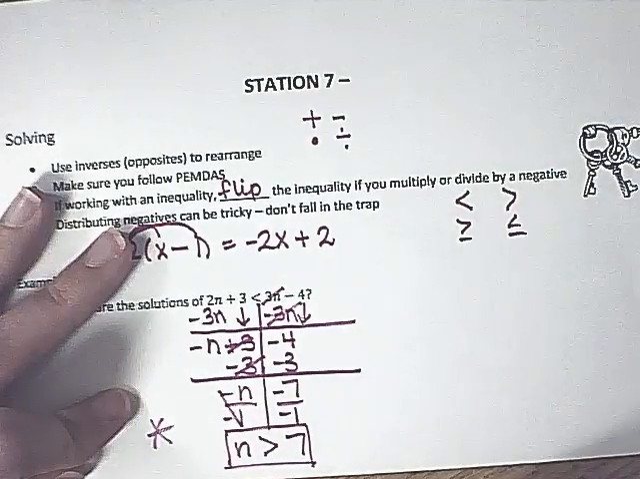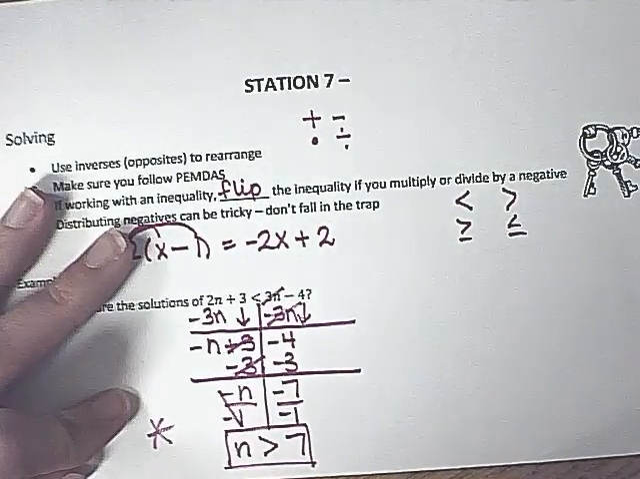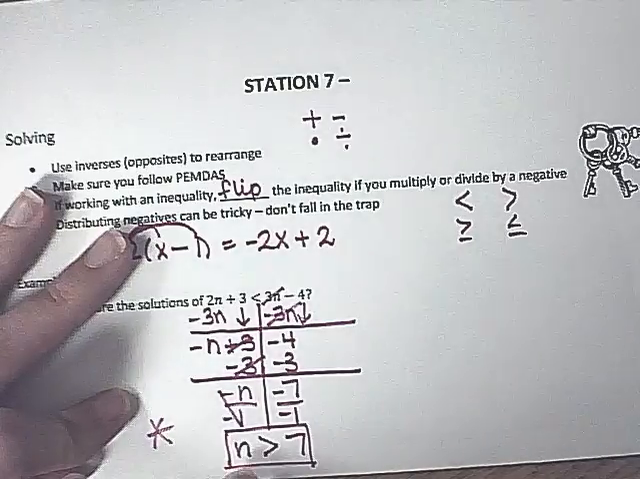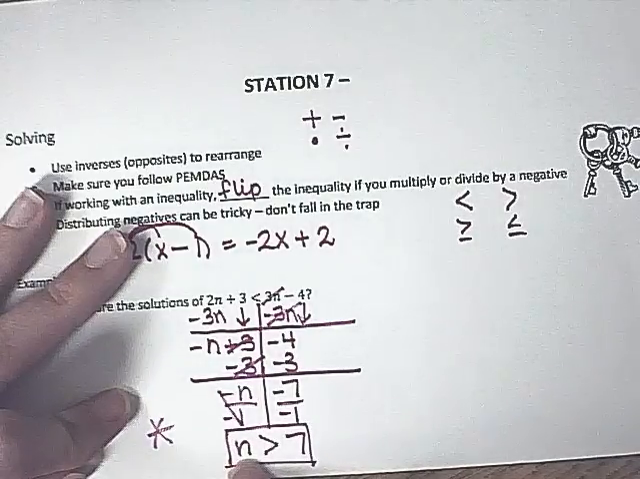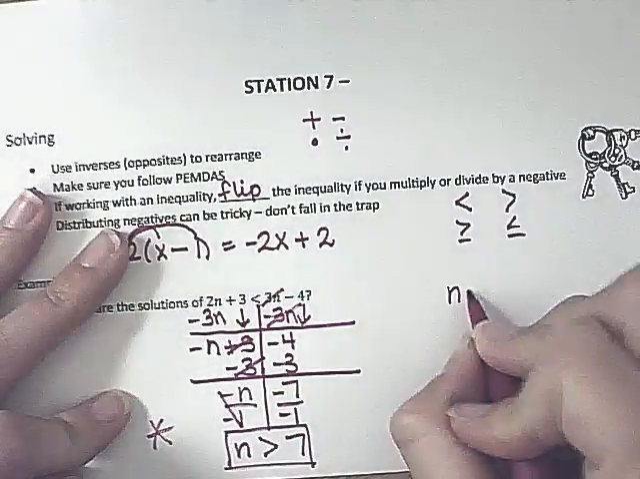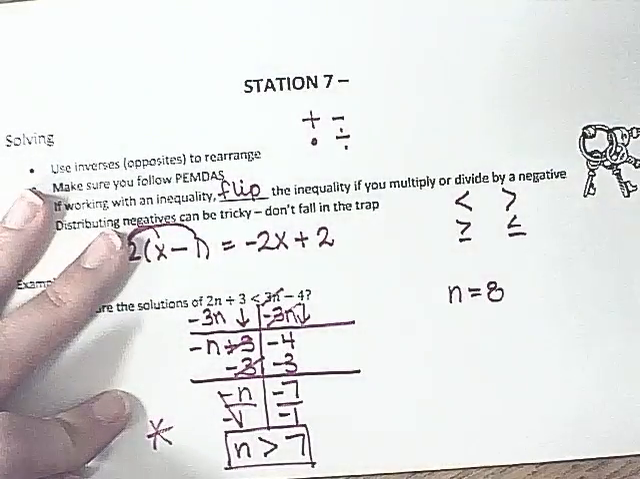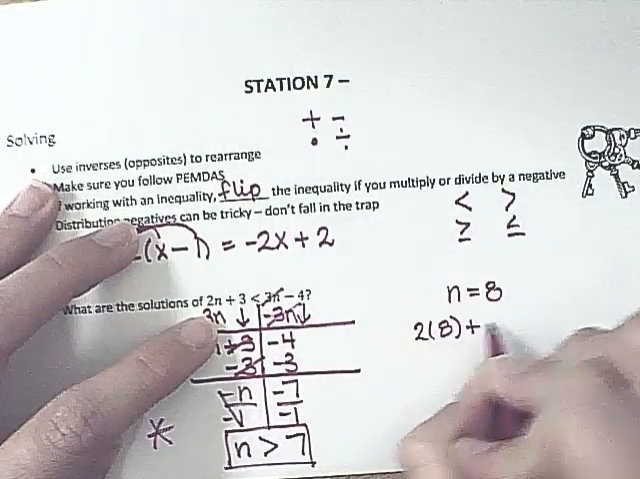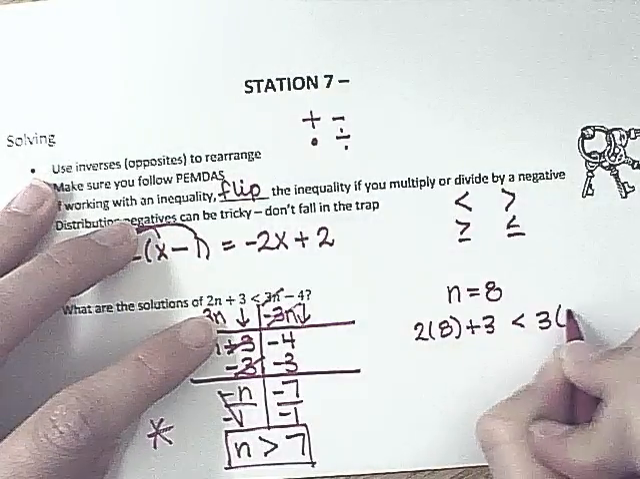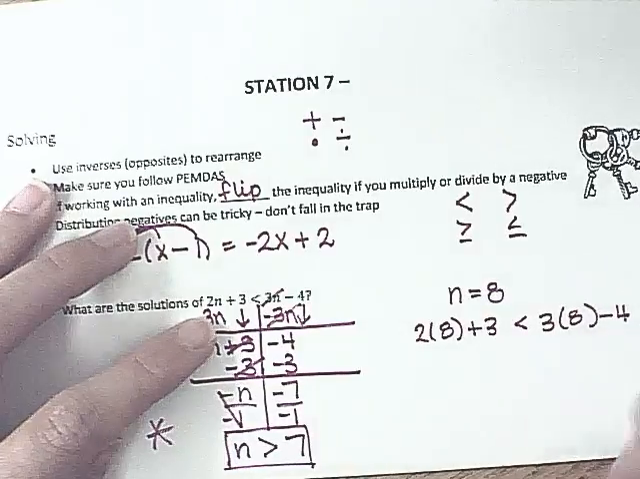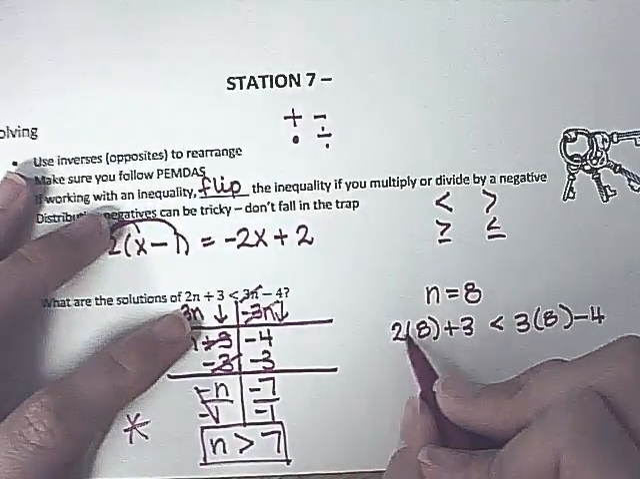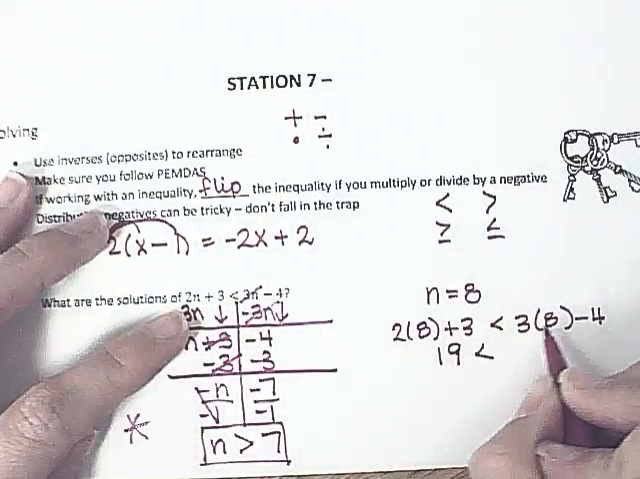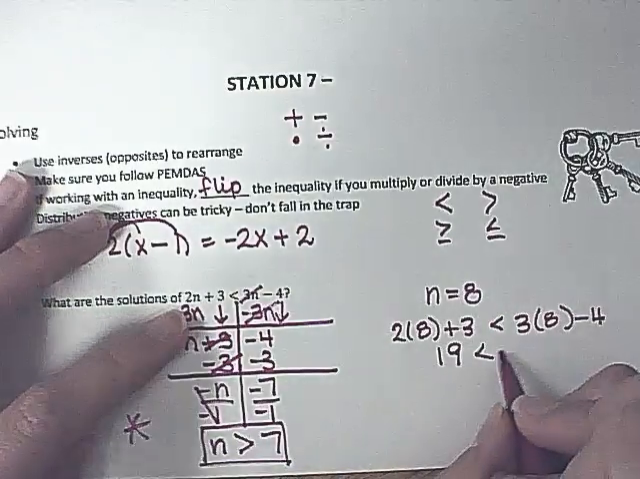Let's say that on test day you forget that. One way that you could test your solution to make sure that it's right on a multiple choice test is to pick something for n that's greater than 7. For example, if I say, well, I want my n to equal 8, then I can take my original problem and I can plug in 8. Of course, I would suggest that you use your calculator here just for speed. But if you did, 2 times 8 is 16 plus 3, that's 19. And on this side, 3 times 8 is 24, minus 4 is 20.